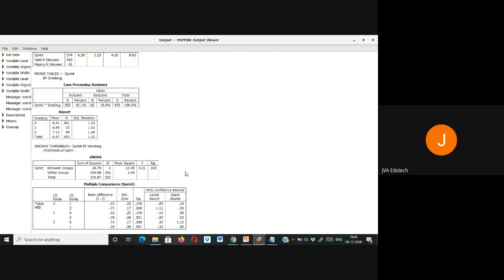by past smokers and non-smokers. Also, there exists no significant difference between sprint time taken by current smokers and past smokers. However, there exists a significant difference between sprint time taken by non-smokers and current smokers.